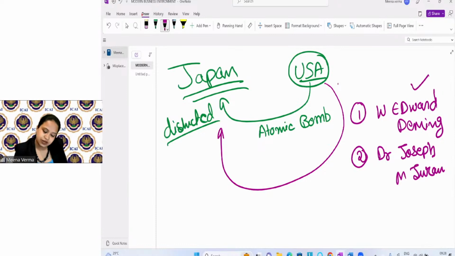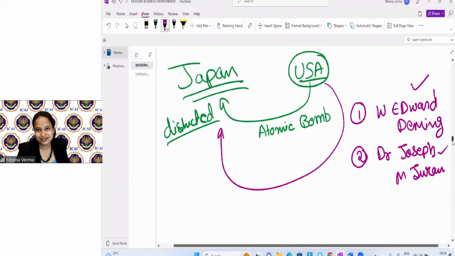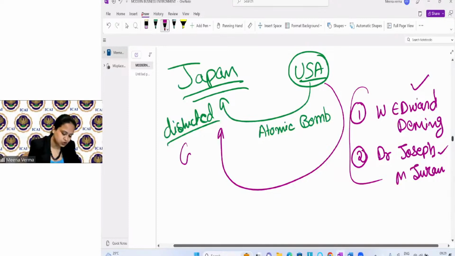Now, these people were unknown in their own country. They were not recognized so much in the USA. People didn't recognize them; they were just simple common men. But these two people gave such good business strategies. They conducted sessions for the people in Japan.